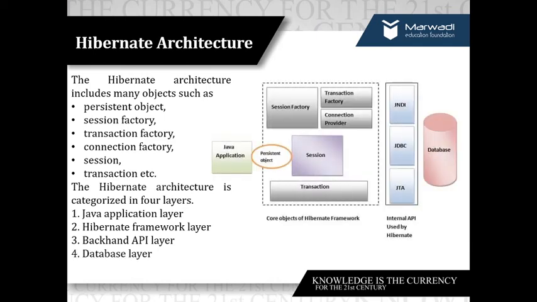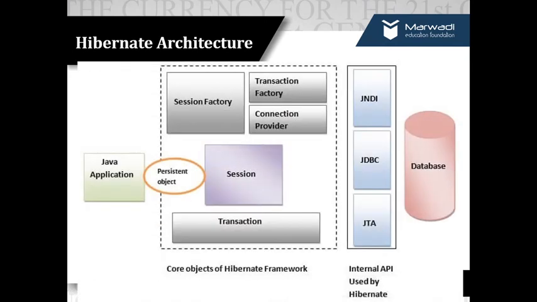And then comes the database, actual database layer. So you can see there are 4 layers. One is Java application layer, then is Hibernate Framework layer. So this is application layer. This particular part is the Hibernate Framework layer. This is the backend API layer, and this is the final database layer, the core or the raw database. So this is Hibernate architecture divided into 4 different layers.